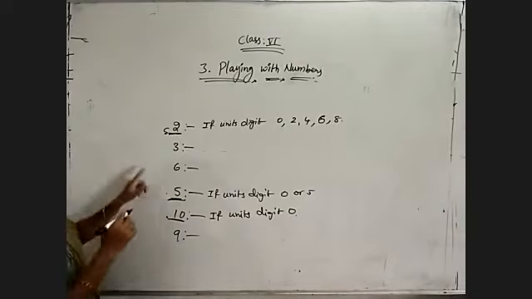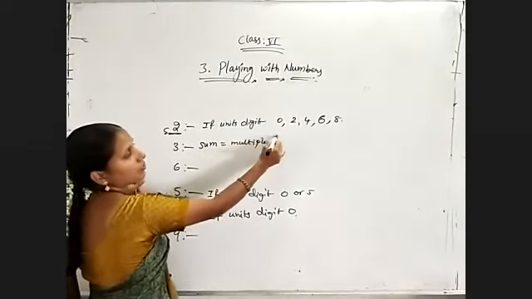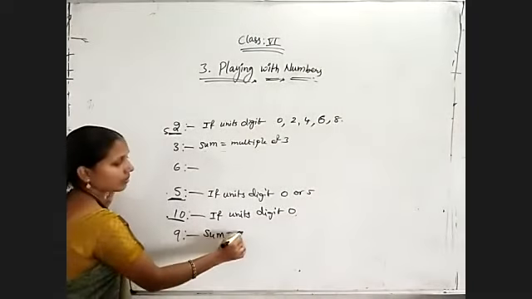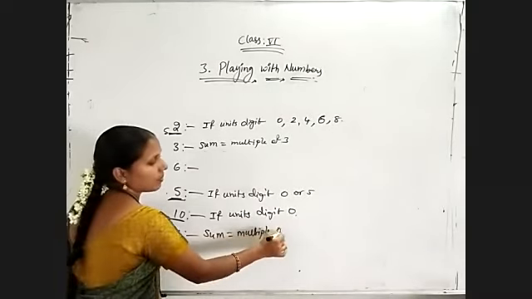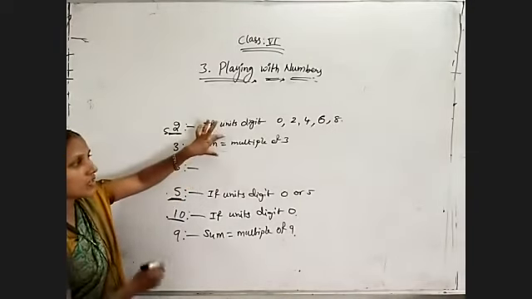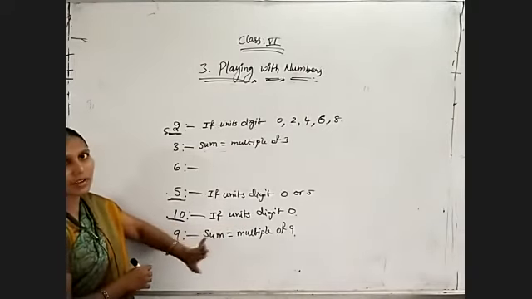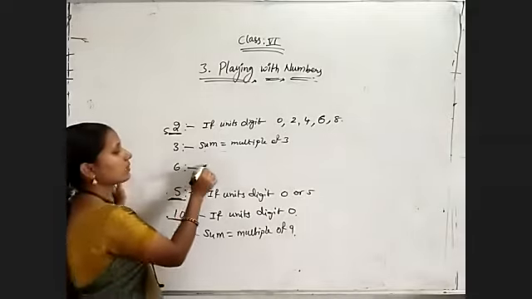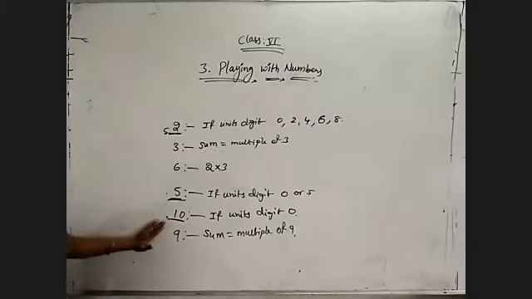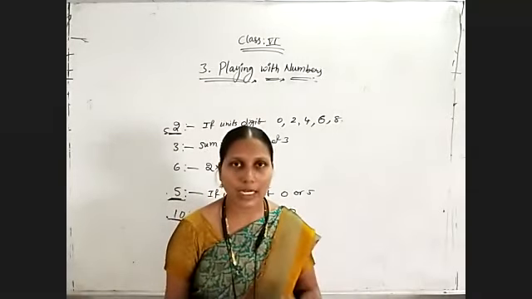So we are checking the units digit for 2, 5, 10. Coming to 3 and 9: if the sum of the digits is a multiple of 3, then only it is divisible by 3. And if the sum of the digits is a multiple of 9, then it is divisible by 9. Numbers divisible by 9 are also divisible by 3, but numbers divisible by 3 may not be divisible by 9. In some cases they are, in others they are not. Coming to 6, if the number is divisible by both 2 and 3, then only it is divisible by 6. Depending on this, we have simplified several problems from exercise 1, and those are very important. So practice more.